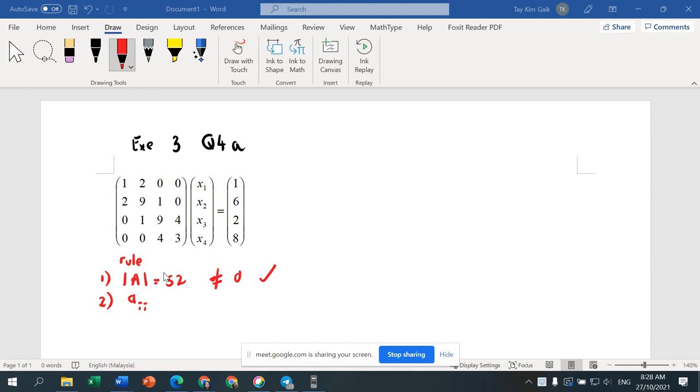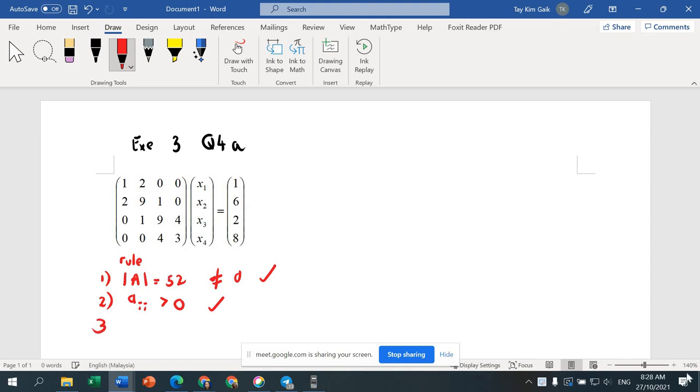So first one, you use a calculator to check the determinant of this matrix A. We obtain the value 52, which is not equal to 0. And then second rule, you have to prove that AII is greater than 0. Means you have to prove A11, A22, A33, A44. Since all these four values are greater than 0, it's satisfied.